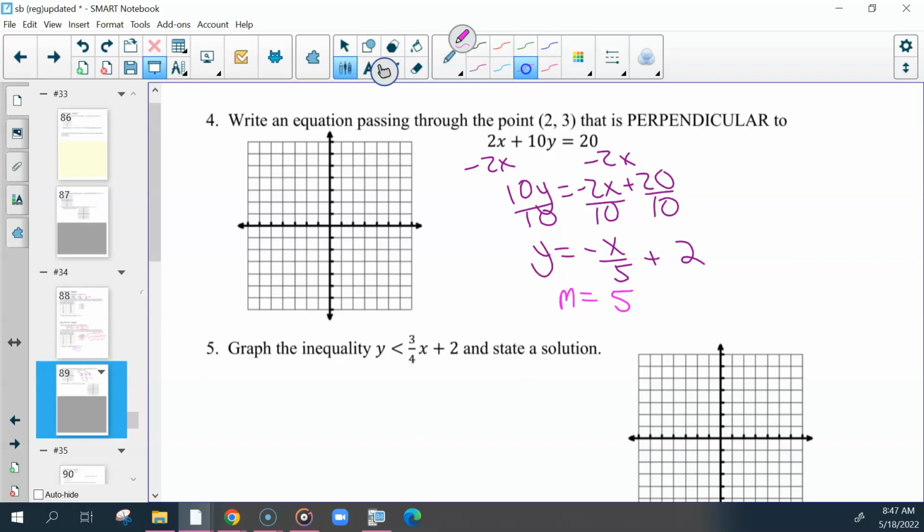Okay. So we would start at this point, 2, 3, and use our slope of 5. So if I go up, let's go down, 1, 2, 5, 1, 2, 5, 1. Your equation would go through the slope 5, and your y-intercept would be at whatever this number is, 7. So this line and the one they gave you would be perpendicular.